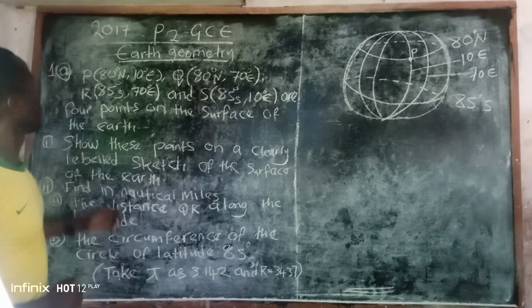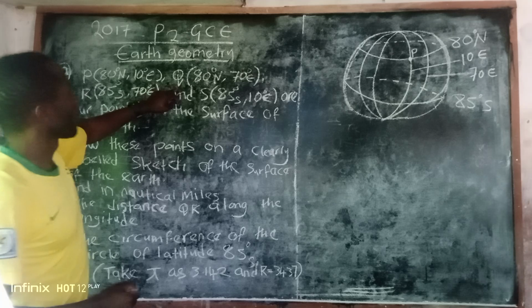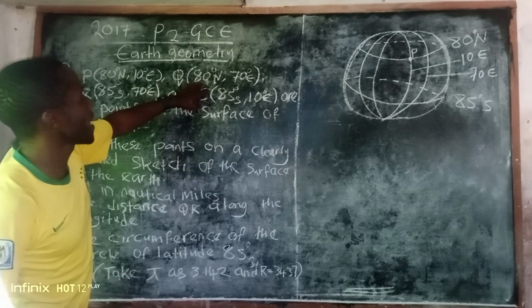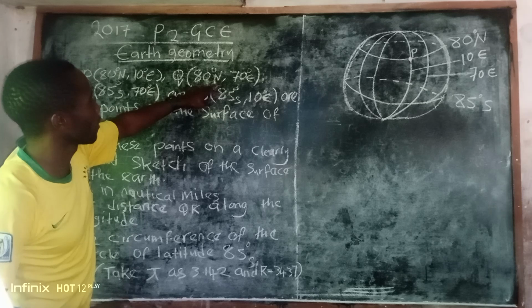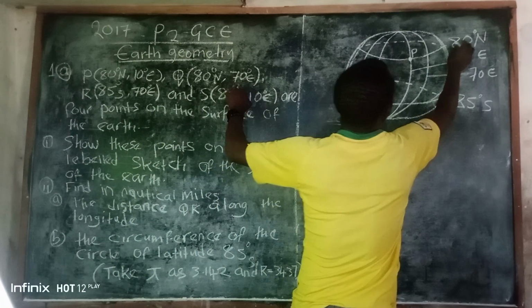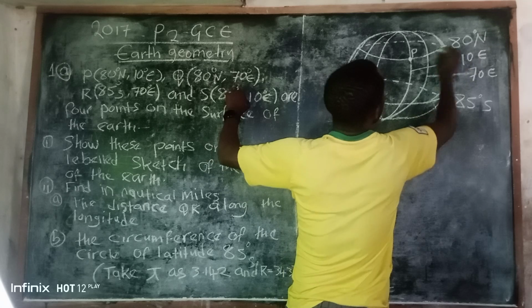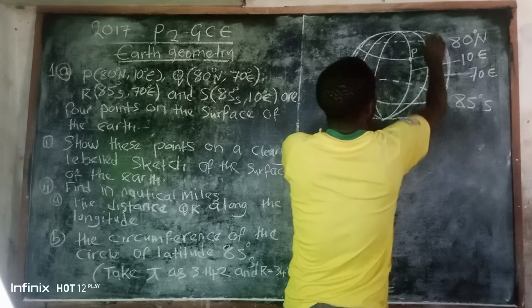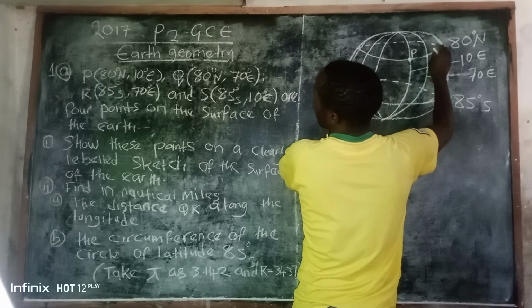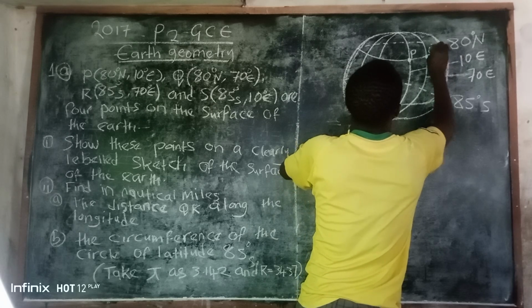Then we come to point Q. Point Q is located on 80 degrees north, 70 degrees east. So that one lies here. That is Q. Point Q is located here.